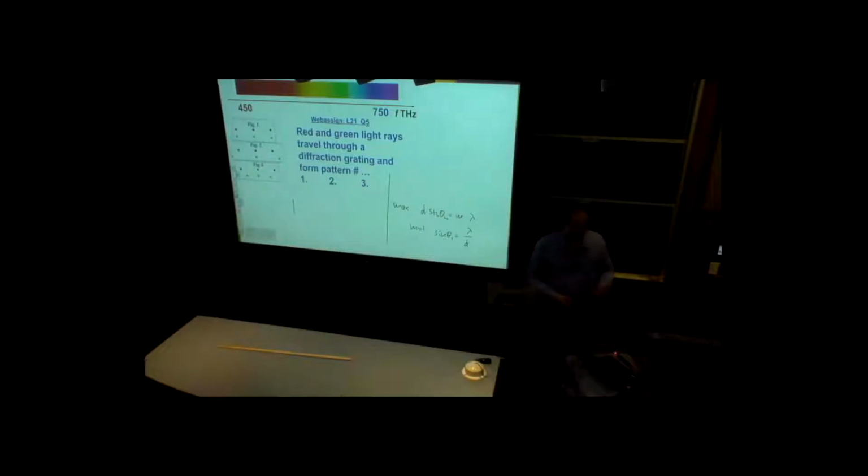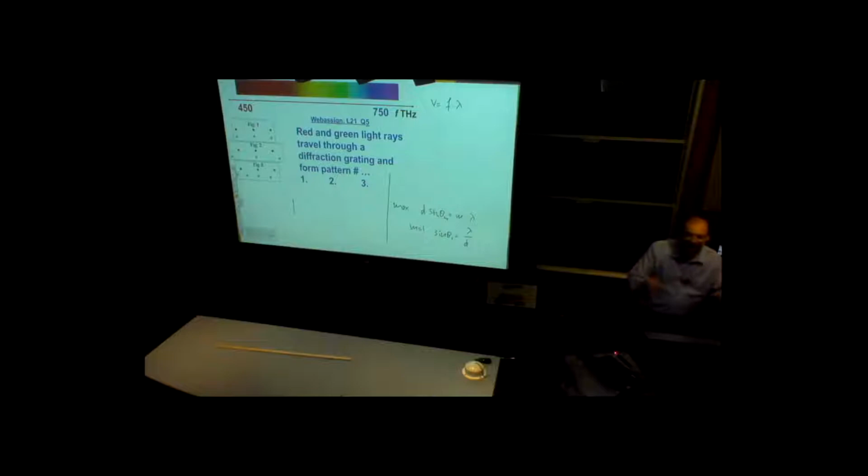The red. And one more thing, of course, it is a wave. So when frequency increases, wavelength decreases. When frequency decreases, wavelength increases. So when we go from blue to red, frequency decreases, wavelength increases. That should increase the angle.